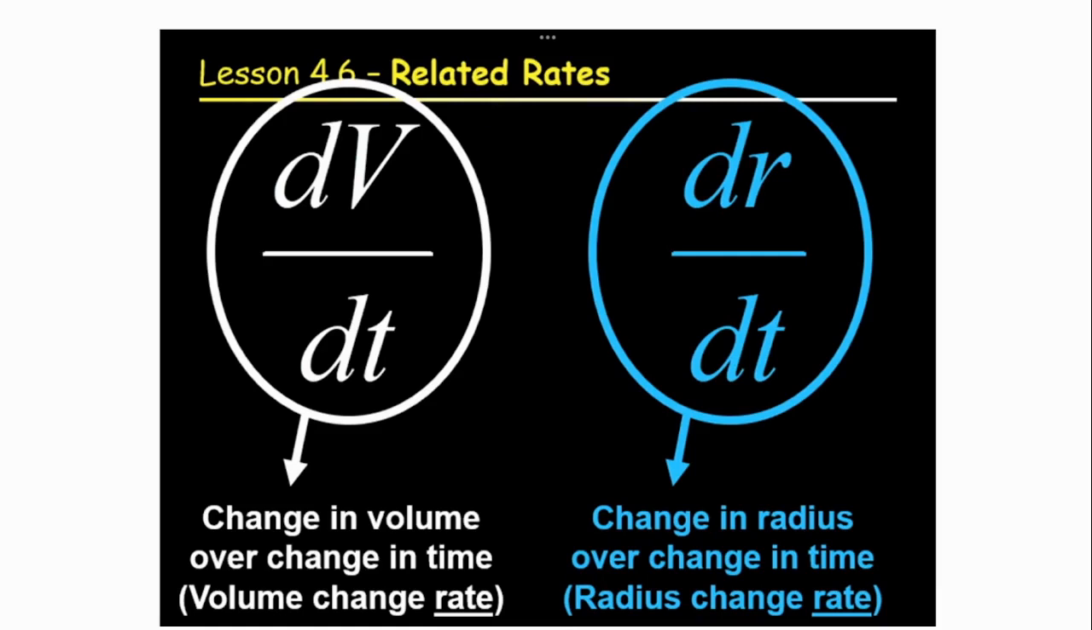A lot of students will circle both of these fractions so that you can perhaps record that dv dt is the change in volume over the change in time. That means it's the volume change rate. And then dr dt, which is the change in the radius over the change in time, which is the radius change rate.